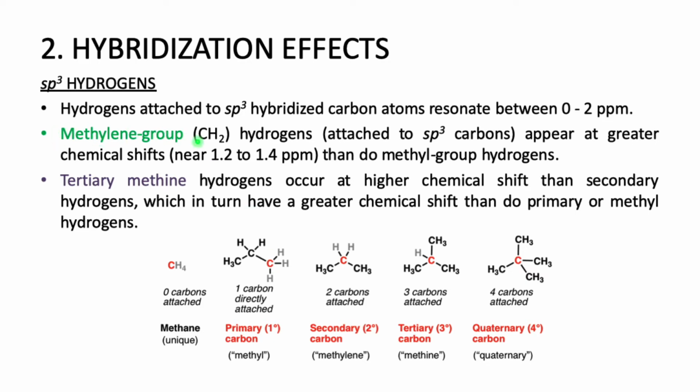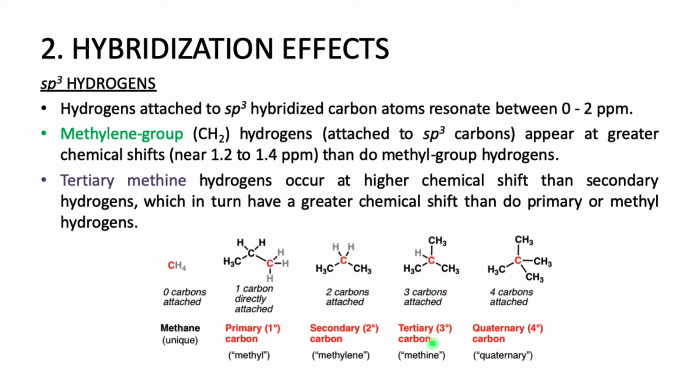The methylene group or the CH2 hydrogens usually appear at greater chemical shift values, that is near 1.2 to 1.4 ppm, than do the methyl group hydrogens. Okay, so compared to the methyl hydrogens, these methylene hydrogens appear at the greater chemical shift values, that is around 1.2 to 1.4 ppm.